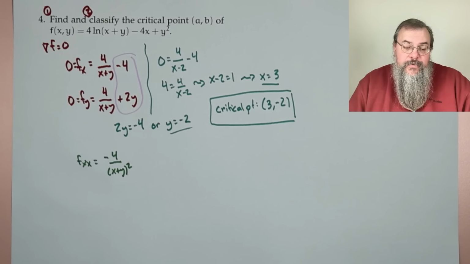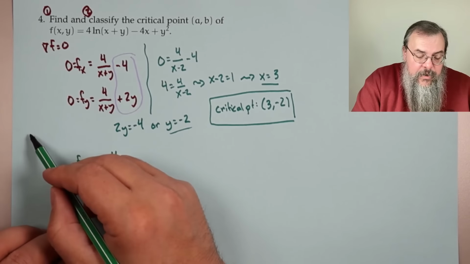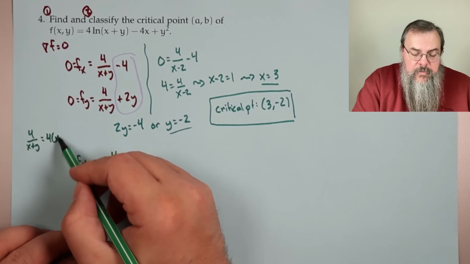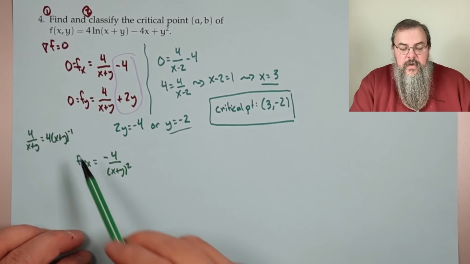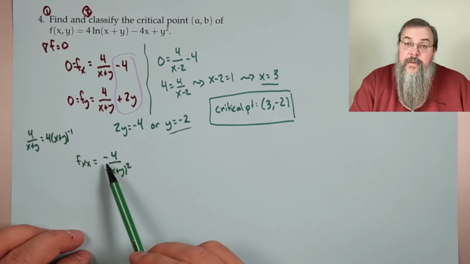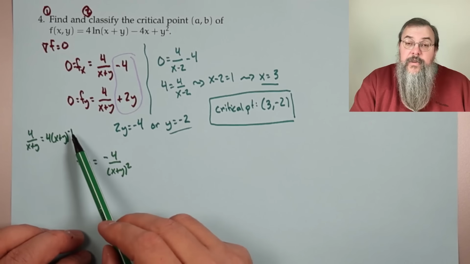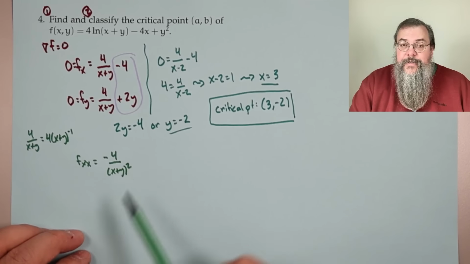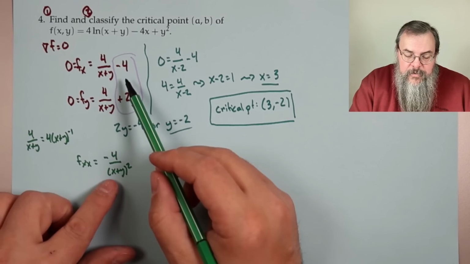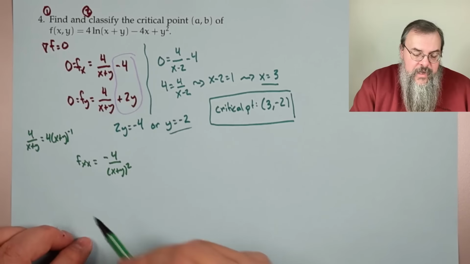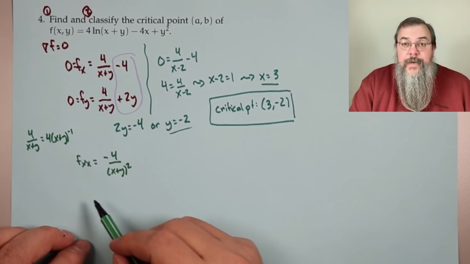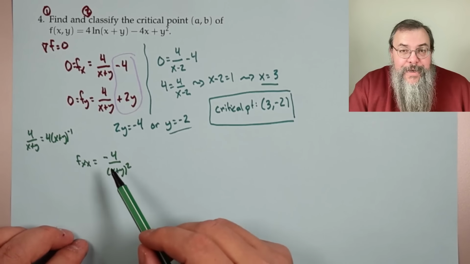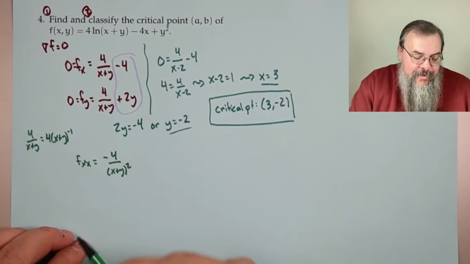you can think of it as the quotient rule. You can also think of it as saying 4 over x plus y is the same as 4 times (x plus y) to the minus 1. So we take the derivative: the minus 1 comes down, that's where the minus comes from. (x plus y) to the minus 2, that's where the square comes from. And then times the derivative of the inside, which is 1. The derivative of negative 4 goes away. By the way, this already tells us what it can't be. It can't be a minimum, but that's another story. We'll get to that in a second.